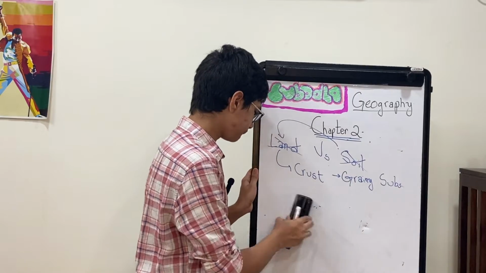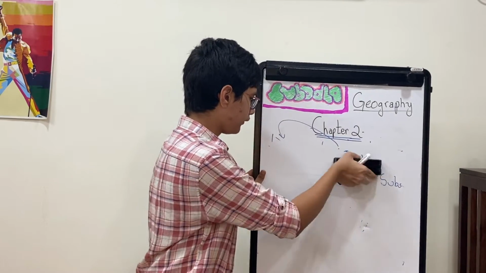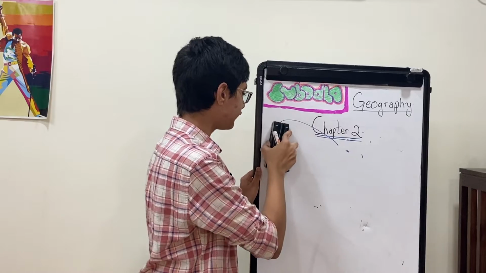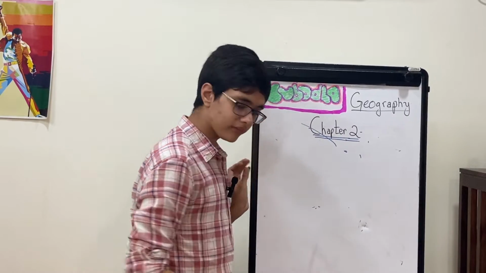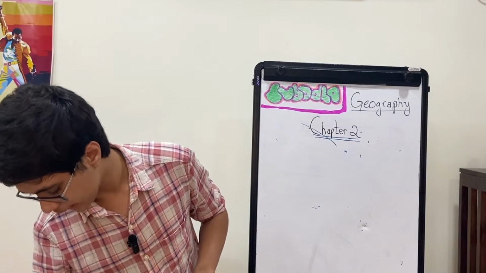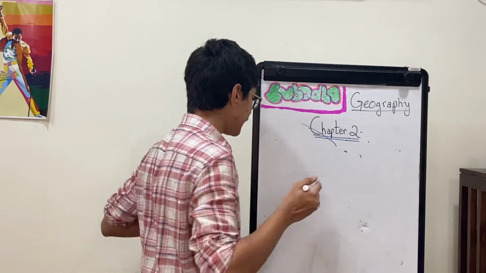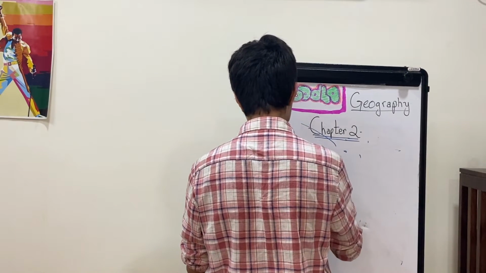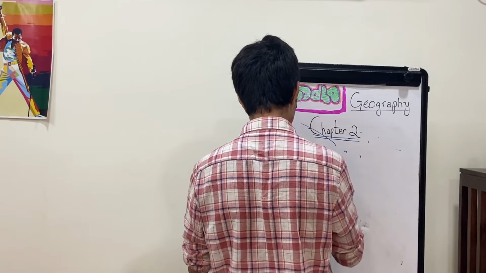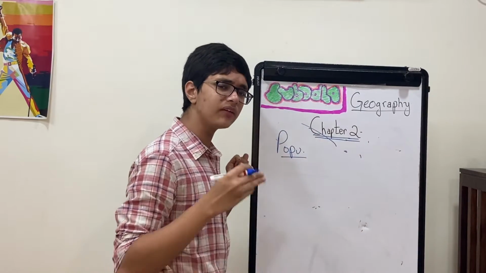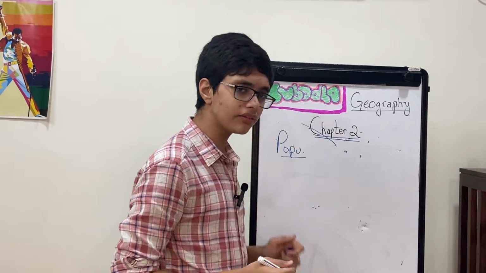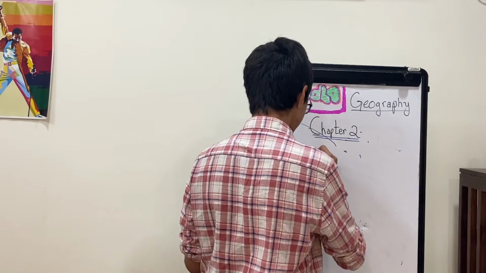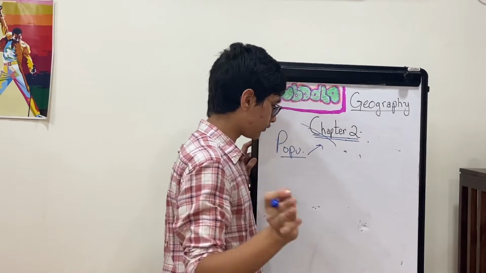Okay, so now that we understood what land is, let's look at another important thing about land. How does land affect population? How does land affect the population of a place? Well, think of it this way. I'll give you two different scenarios to imagine.